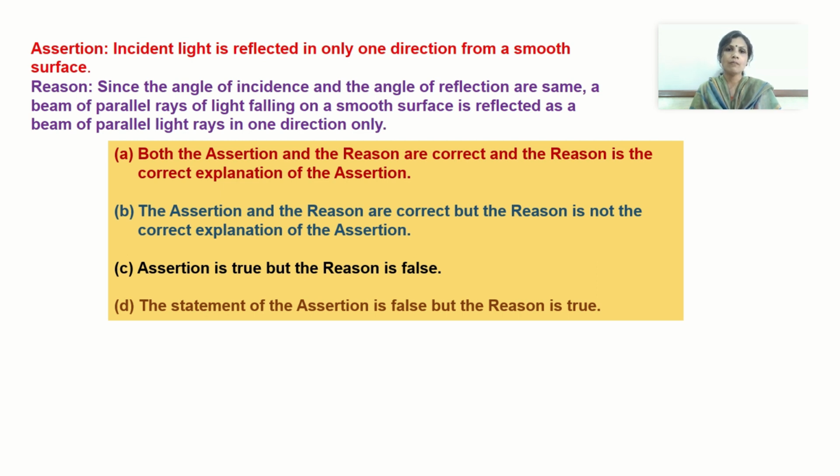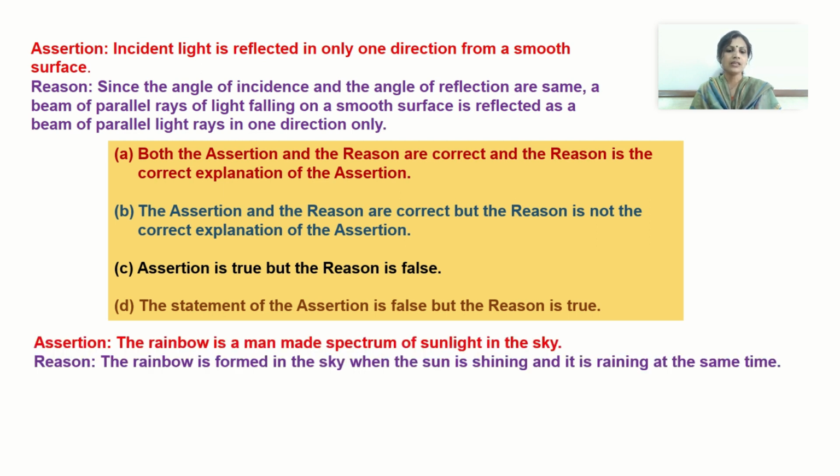Alright children, for both the statements you have to think first and then answer. Let's have a look at the next set of assertion and reason. Assertion: the rainbow is a man-made spectrum of sunlight in the sky. The statement itself is wrong. Is rainbow a man-made stuff? No, it is a natural phenomenon, isn't it? So your assertion is wrong.